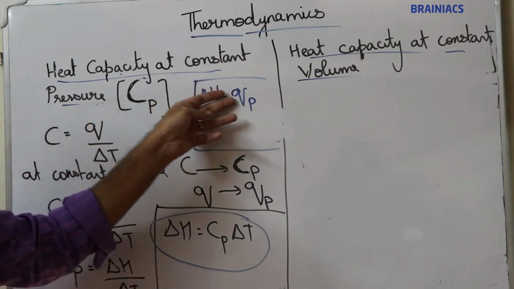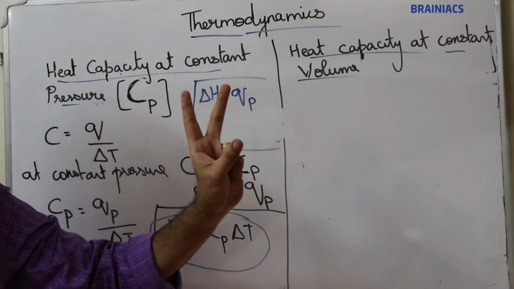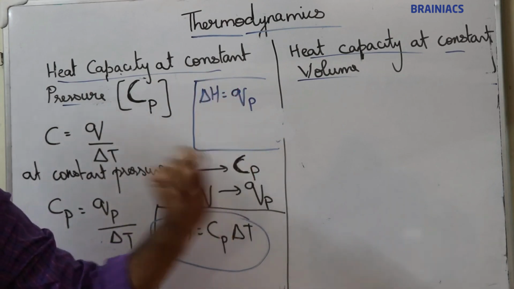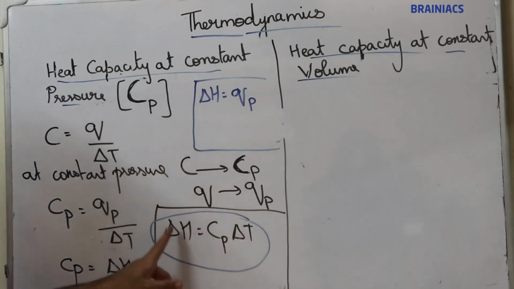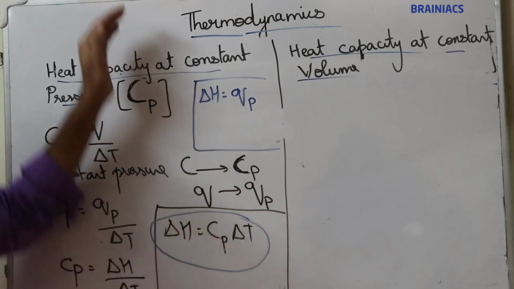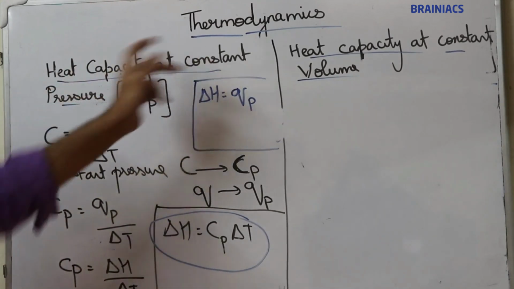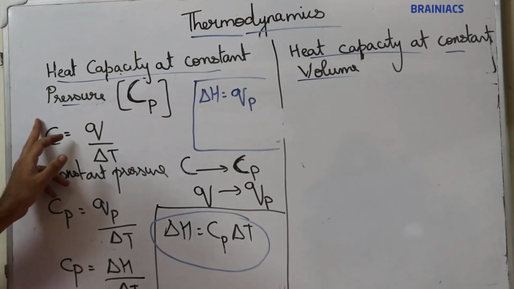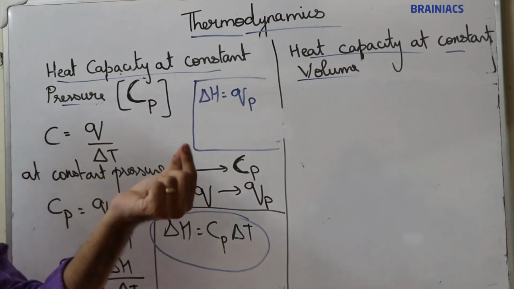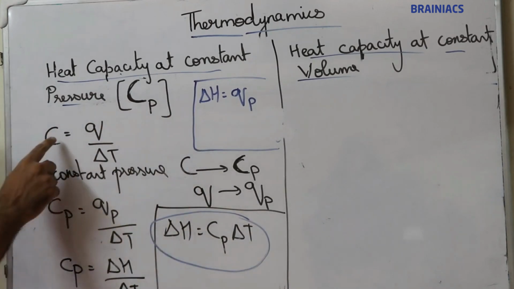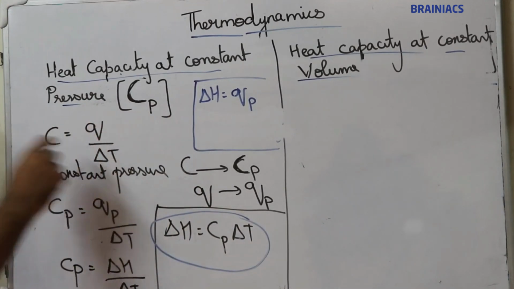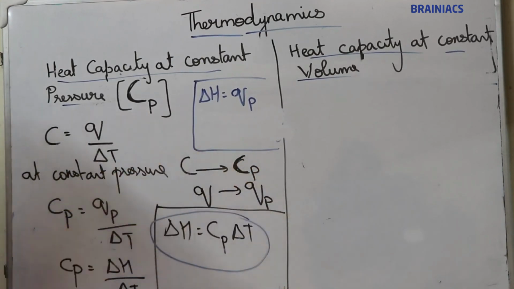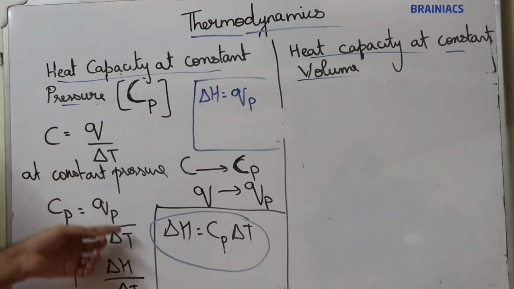So already we learned 3 equations. Delta H is equal to Qp, delta H is equal to delta U plus P delta V, delta H is equal to delta U plus delta n RT. The fourth equation is delta H is equal to Cp into delta T. I think it's clear. Once more, heat capacity at constant pressure means Cp. What is heat capacity? Heat required to raise the temperature of a substance by 1 degree Celsius. Now, the equation to calculate heat capacity is C is equal to Q by delta T. At constant pressure, C changes to Cp, Q changes to Qp, so that Cp is equal to Qp by delta T.